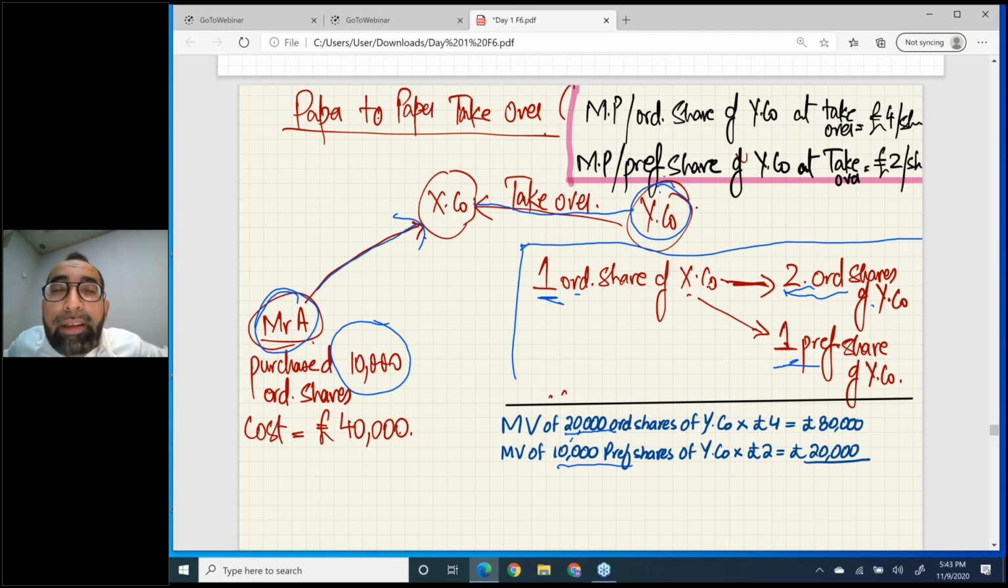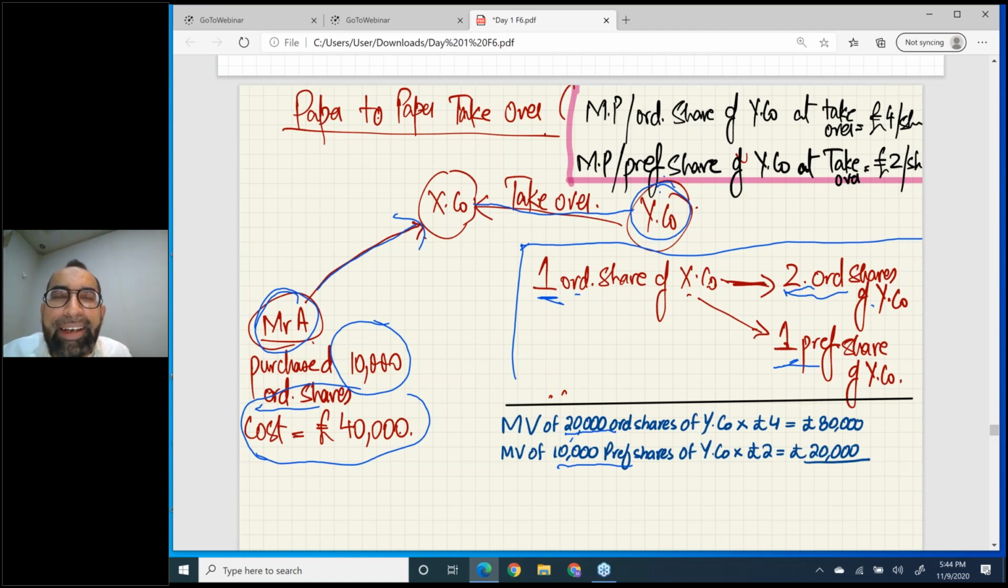But yes, do one thing. In the past you had only one type of shares, ordinary shares, but now you have given your ordinary shares and you have two different classes of shares, one is preference and one is ordinary. So you need to split this cost, apportion this cost between your new shares.